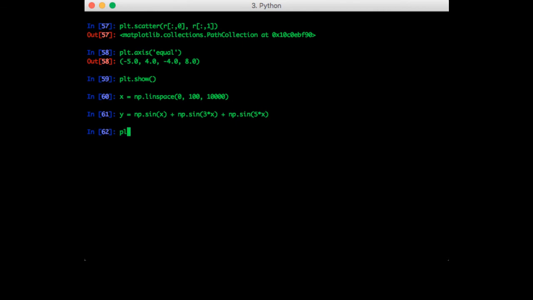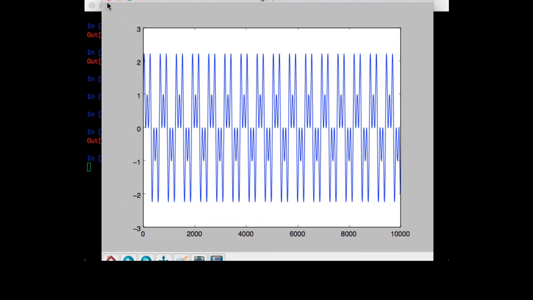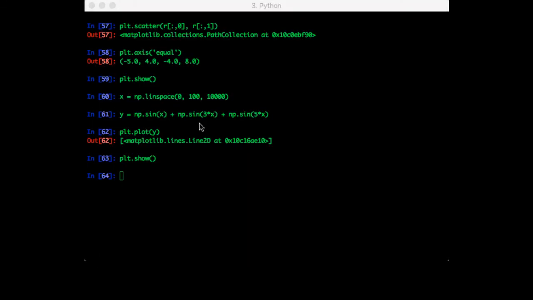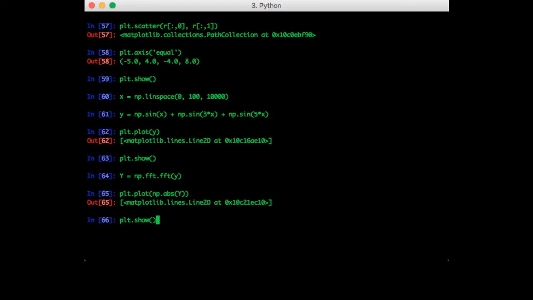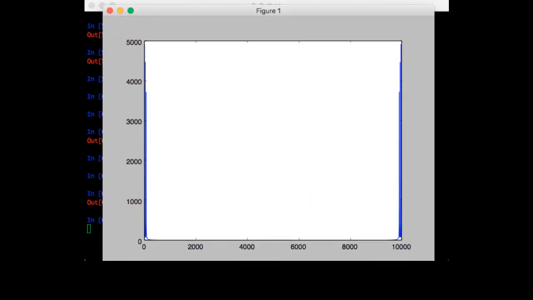Now let's plot this so you know what it looks like. Okay, so it's a periodic wave with multiple frequency components. Now let's do the fast Fourier transform. Remember that the FFT gives us a signal with complex numbers, so we need to find the magnitude before plotting it. So that's just np.abs. And let's show this. Okay, so that's the Fourier transform.